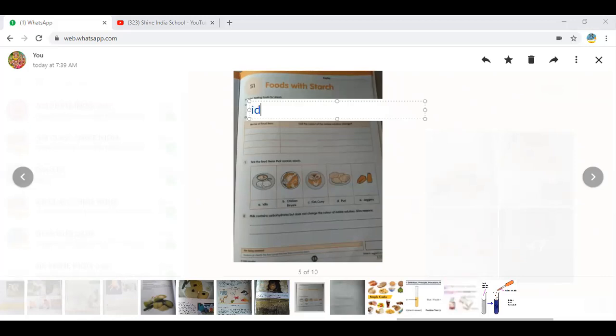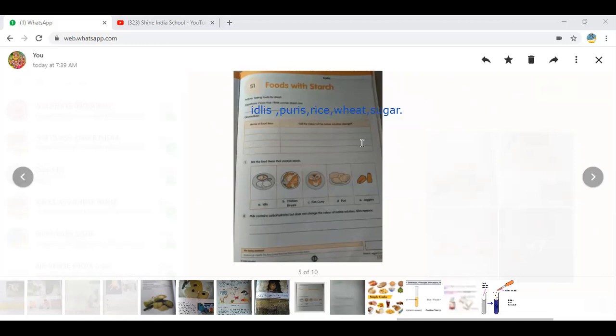Like idlis and puris. You can write anything, not only idlis and puris. You can write many things. I am writing here puris, or you can say rice, wheat, sugar. I have written so many examples for you children. Now it is clear.